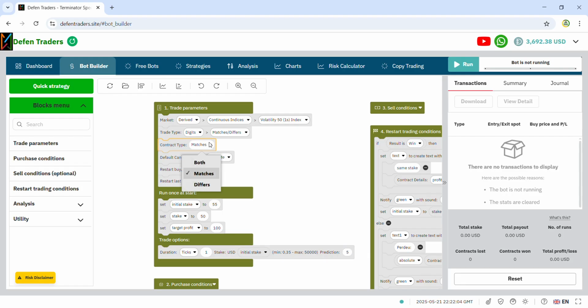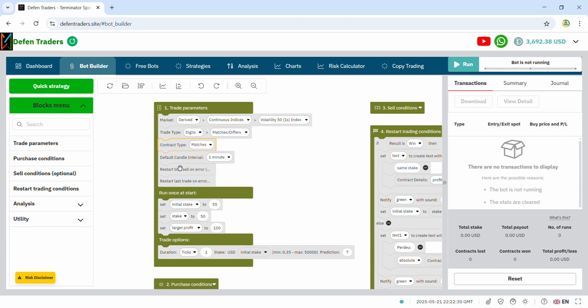If you decide on differs, you make a decision that you want to differ digit 7. So any other digit is a win, but 7 is a loss. That's where you make the decision on the contract type. Maybe you say matches. So matches what? Matches prediction 7.